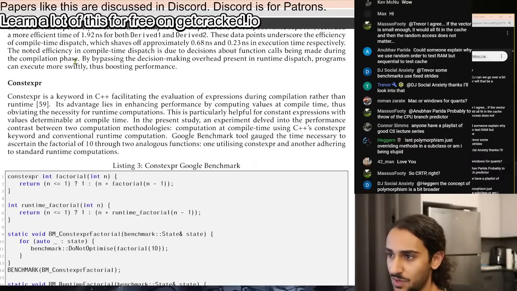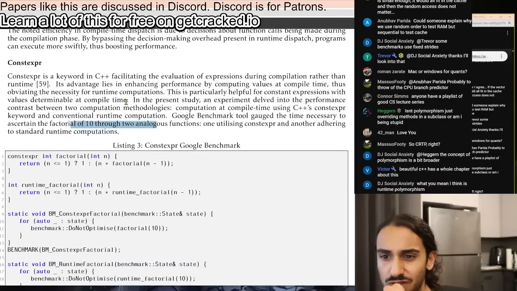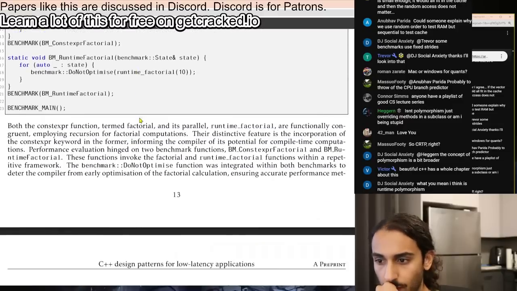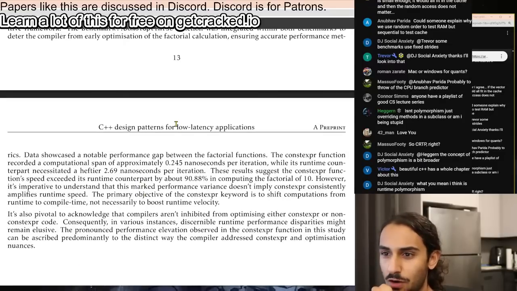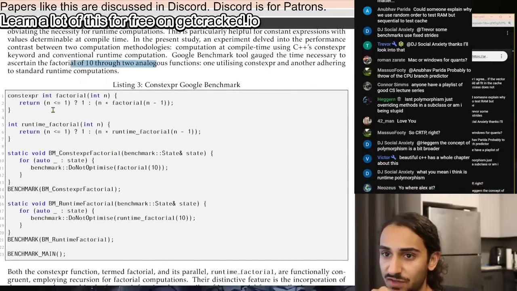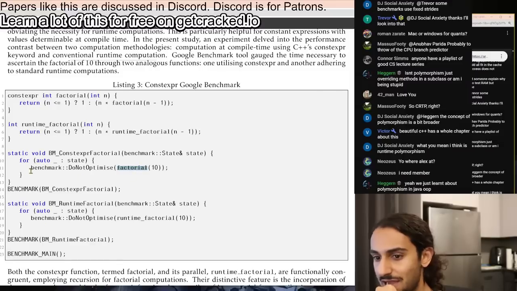In the present study, an experiment delved into the performance contrast between two computation methodologies, runtime and compile time computation. So they looked for a factorial of 10, one utilizing constexpr and one adhering to the standard runtime computations. Let's look at the results. Okay, I thought we'd have a nice chart. So effectively, we have a runtime factorial and a constexpr factorial, and we are testing factorial of 10 and seeing how long it takes for both.